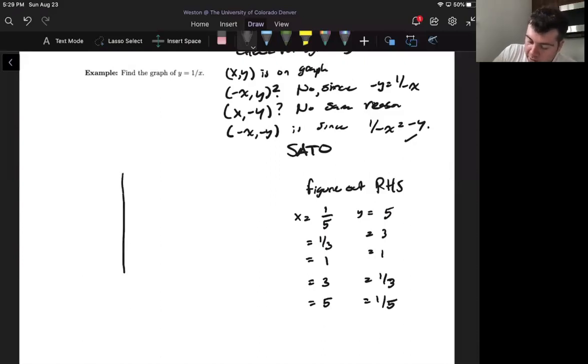And so we draw a little graph. And we start to put in our values. So we have 5 at 1/5, 3 at 1/3, 1, and so we see it kind of looks something like this.